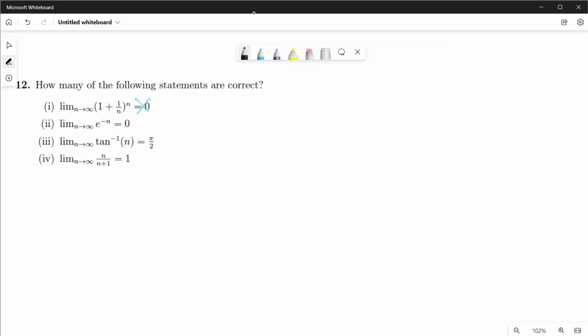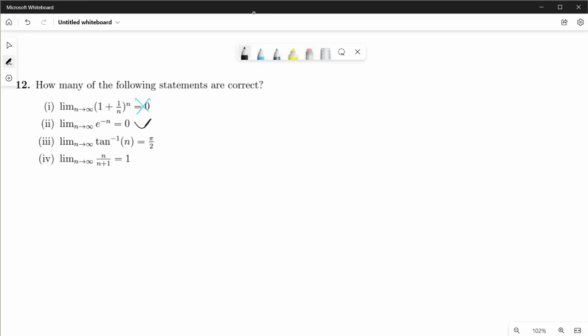And then we have the limit of e to the negative n, right? I'm going to write that in the denominator with a positive power. Now, we can say that when infinity is plugged into n here, e to the infinity is approaching infinity, right? That means 1 over that infinity is approaching 0, which is correct, right? It's 1 over infinity, and then approaches 0. So number 2 is correct.